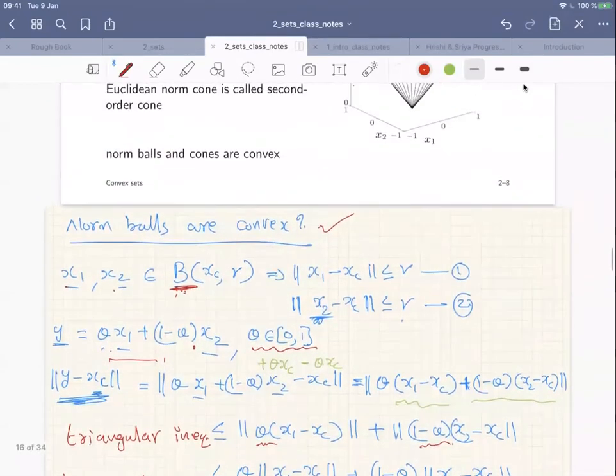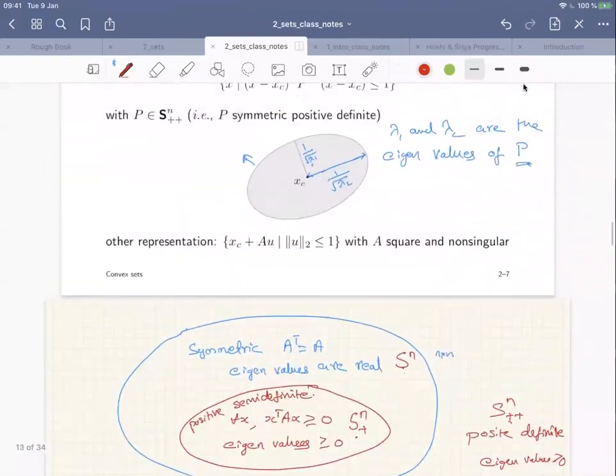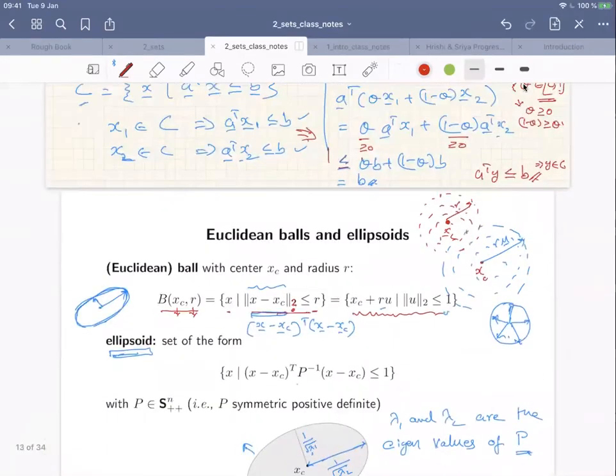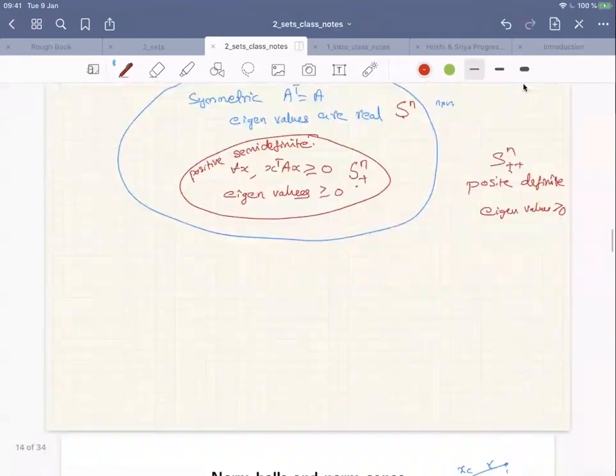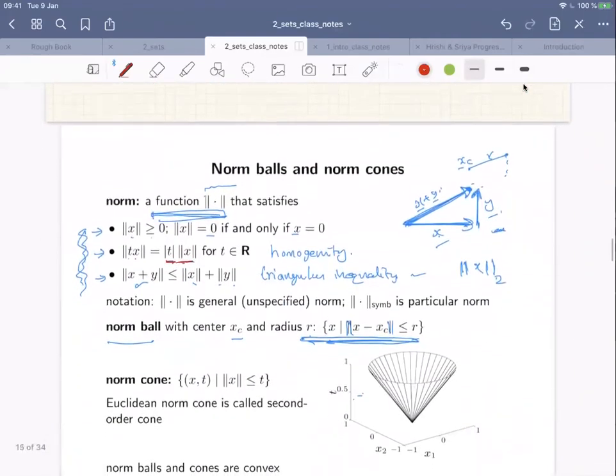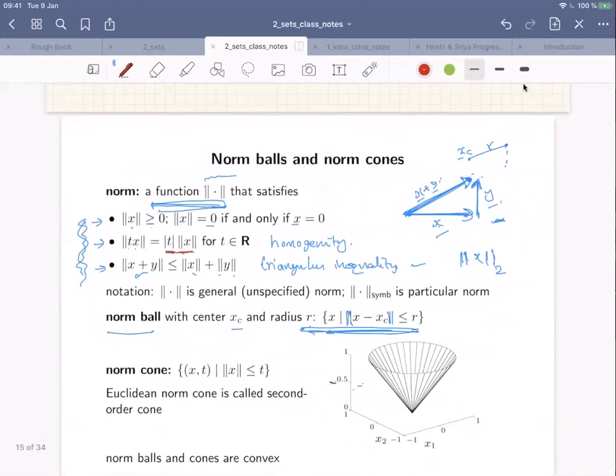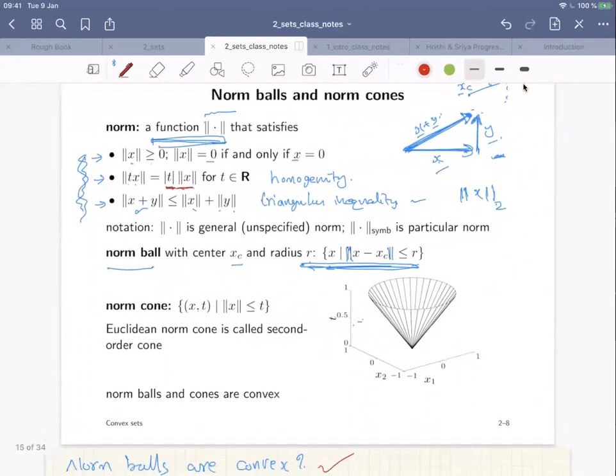So we made a general proof here. Then for any norm, for example, if you take the Euclidean norm, that set is also a convex set. So that is about norm balls. Yeah, one more thing.